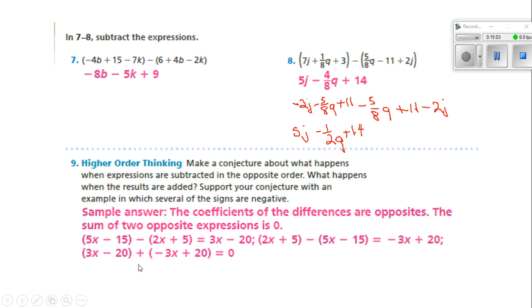So let's see. And then the last part here, it says support your conjecture with an example in which several of the signs are negative. Well, this one we have 3x minus 20 plus negative 3x plus 20, right? And that equals 0. Okay? So in this example, we see that the opposites are going to be added together, right? The 3x minus 20, when we combine it with the negative 3x plus 20, will give us a 0. Okay? What happens when the results are added? When we get the results of this answer and combine them together, we see that they are the inverse of each other, and the inverses will equal 0.